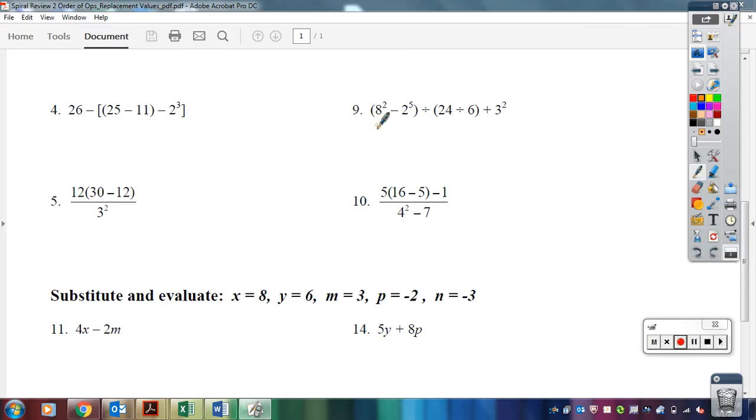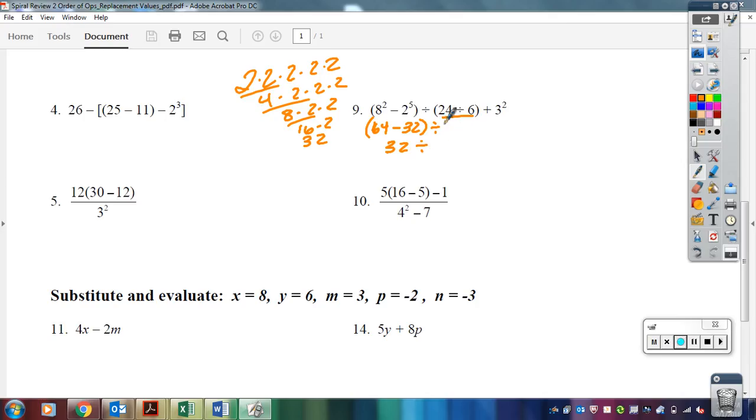8 squared is 8 times 8, which is 64, not 16. I was almost about right. 2 to the 5th power is five 2s. That's 4 times 2 times 2 times 2, which is 8 times 2 times 2, which is 16 times 2, or 32. So 64 minus 32, divided by, inside the parentheses, I'll do that in a second. 64 minus 32 is 32, divided by, 24 divided by 6 is 4, plus 3 squared.